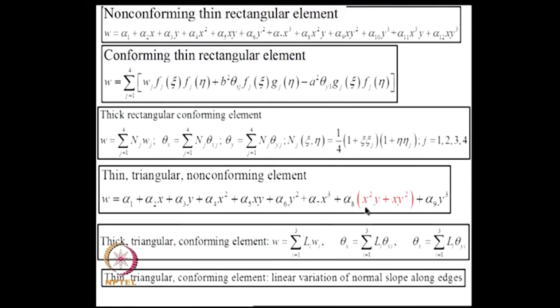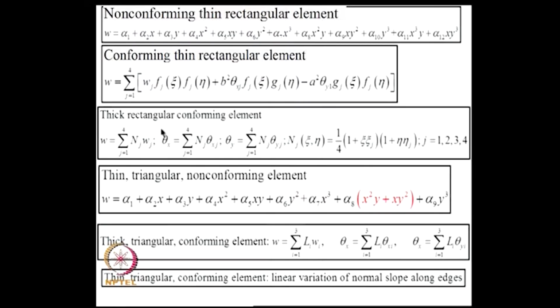Actually a complete cubic polynomial would have 10 terms, but we need only 9 terms. So, what we did was we combined these x square y and x y square terms and associated with those terms a common generalized coordinate. This again had this problem of being non conforming because of incompatibility of normal slope along edges.